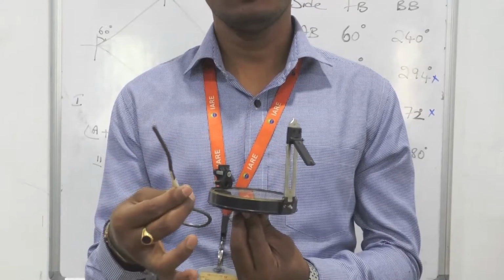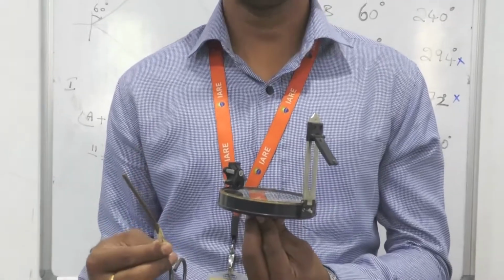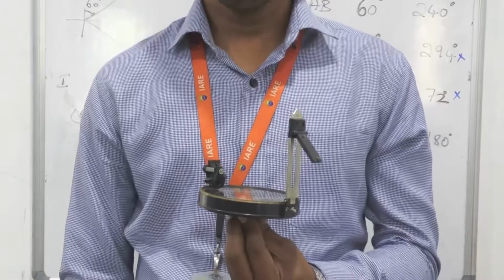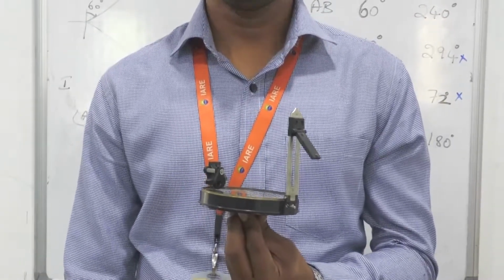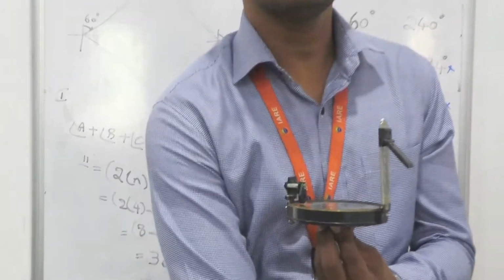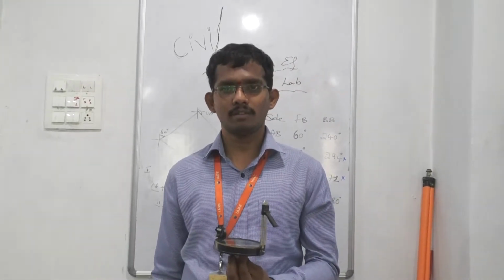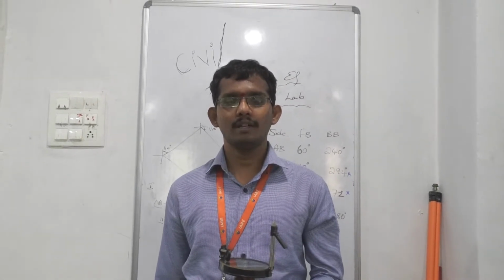It may be a metal wire or metal rod or electric pole or mobile phone or a bunch of keys. The deviation of needle from its position will give you a lot of wrong data. So how to correct for local attraction using prismatic compass? Your aim is correction for local attraction by prismatic compass.